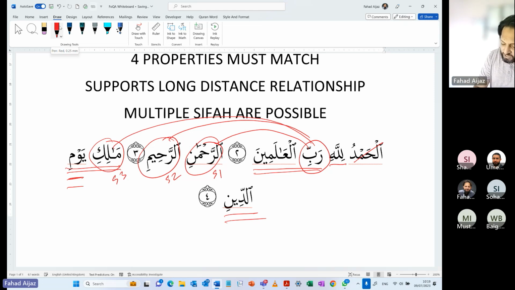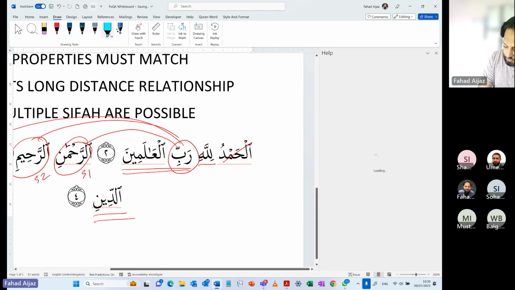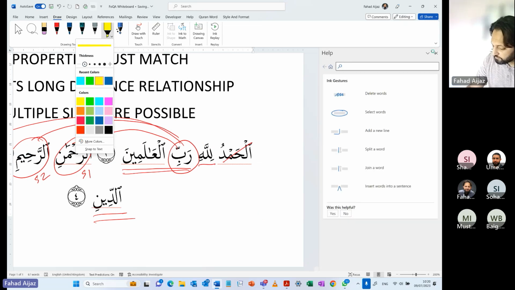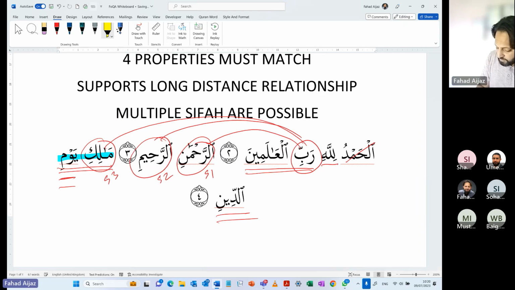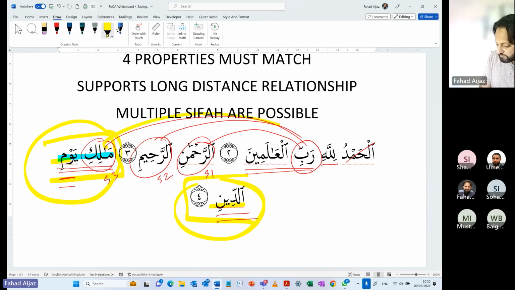When you have things chained together like this, Maliki is chained to Yomi, and Yomi is chained to Ad-Dini. You pick up the entire bucket together. You will pick this entire thing together. So this entire thing would then be considered a sifa of the Rabbi. Although it's just Maliki matching the four properties, because they are chained together, you cannot disconnect them. So you actually have three sifas defined here for the word Rabbi. Again, you have Jar Majroor, you have Idafa fragment. That's what we did very quickly.